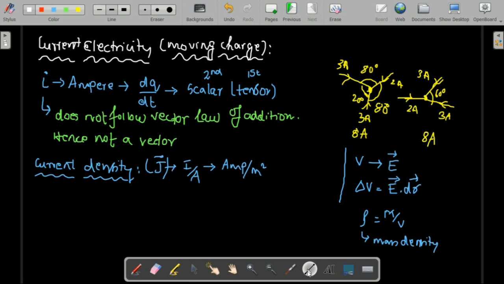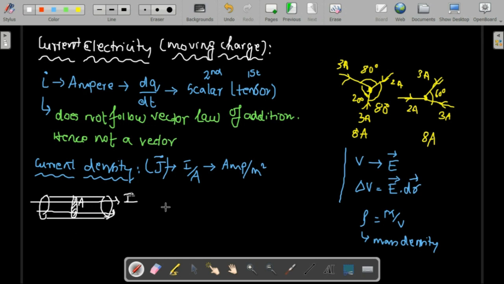So let's say I basically have a cylinder. This is my cylinder, and let's say the area is A. We know the current is flowing through it. This cylinder might be a wire also, since a wire is also in the form of a cylinder, and this is my current that is flowing. So current I is flowing through an area A, and that way we can find out the density, I by A, whatever is the current divided by the cross sectional area.